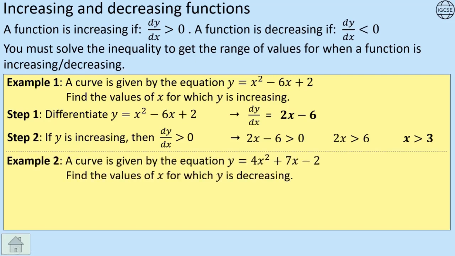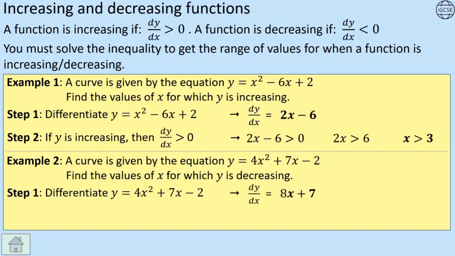Let's have another look at another one. So a curve is given by the equation y equals 4x squared plus 7x minus 2. So very, very similar in terms of the process, but this time we're looking for the values of x for which y is decreasing. So rather than being greater than 0 here, it's going to be less than 0. Okay, so let's differentiate it first of all. So differentiate y equals 4x squared plus 7x minus 2 becomes 8x plus 7, so the 2 comes to the front and drops by 1, and then of course we've got 7x, which just becomes 7.